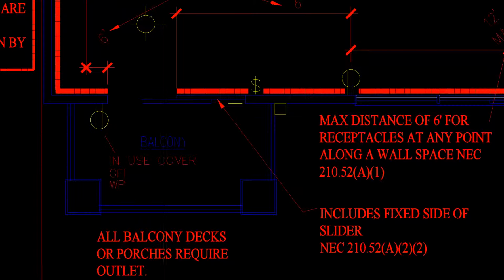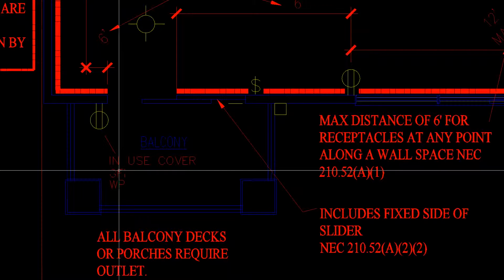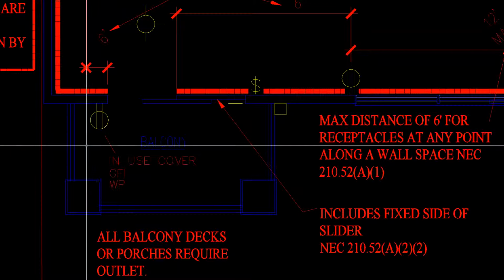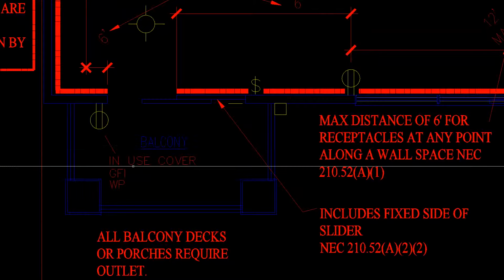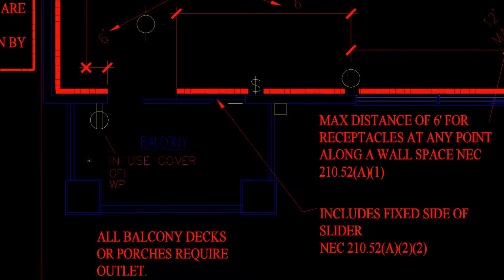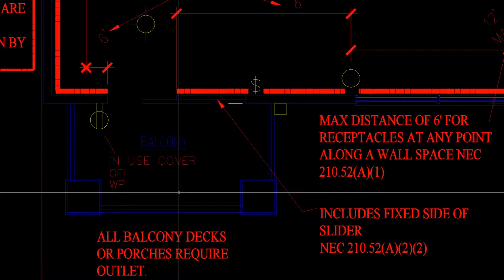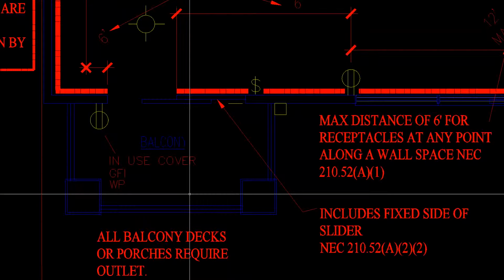So a couple things are going on. One, this balcony is required to have an outlet, and it has to have an in-use cover, GFCI, and weatherproof, all of those things. I usually don't get all that kind of detail. We'll usually define WP as meaning all of these things in an abbreviated drawing, so it's a little bit more schematic, quicker to read. But for my purposes, I wanted to have this totally drawn out.